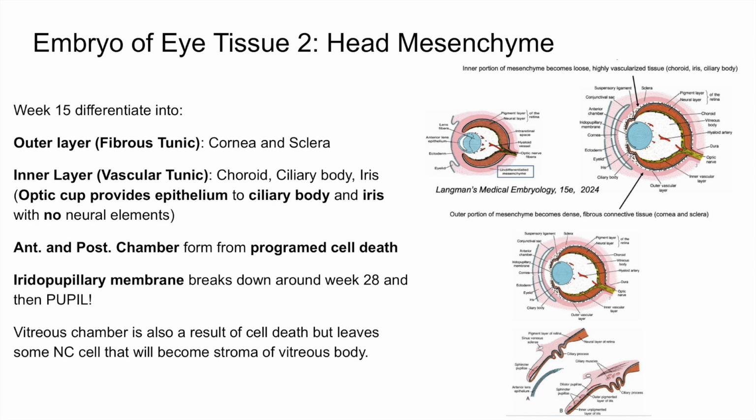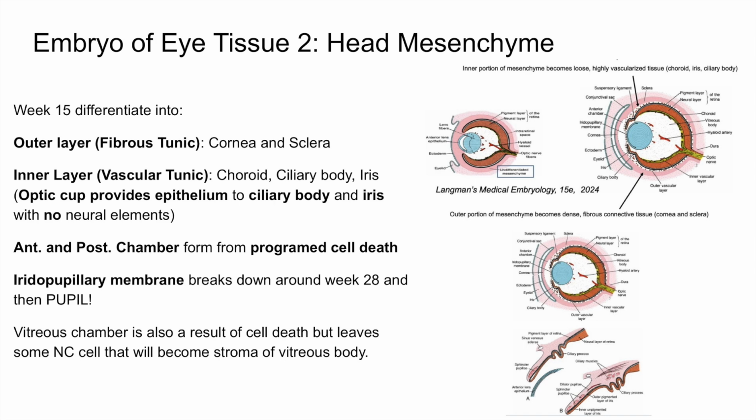Another major concept on this slide is that the formation of the eye chambers happens through programmed cell death, or apoptosis. The anterior and posterior chambers don't just appear, they are carved out as cells in that region are selectively killed. So the iridopupillary membrane initially spans across the developing pupil, blocking the opening between the anterior and posterior chambers, and it's normally broken down around week 28.